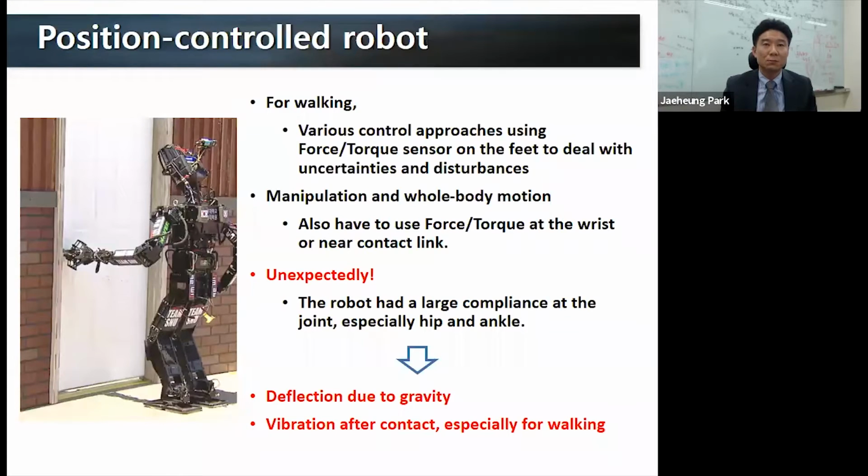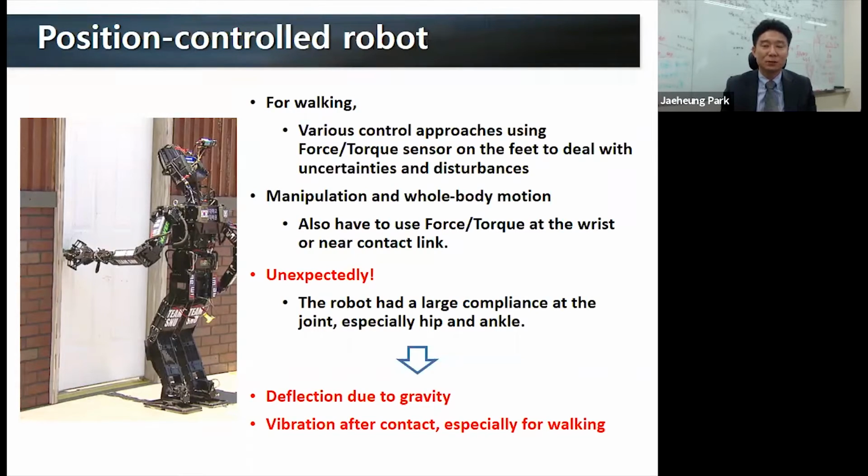For controlling this position control robot, there has been great research, typically using force torque sensors on the limbs, such as the feet and the wrist. So we thought that we could just implement it and win the competition very easily. Not easily though. Anyway, this was not possible for us because we had a very unexpected problem.